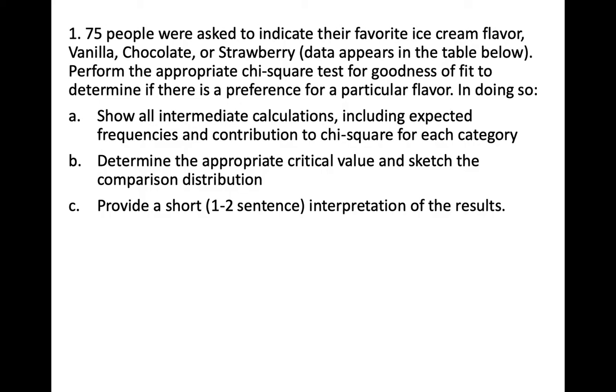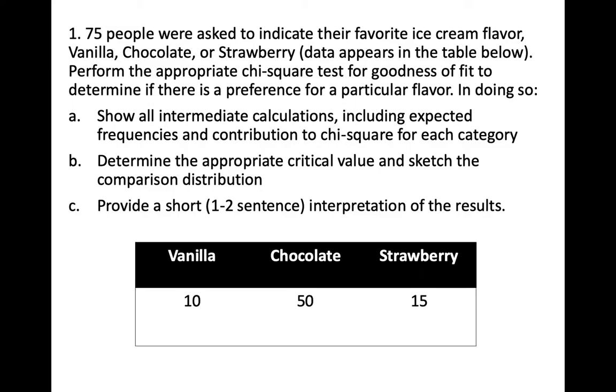particular flavor. In doing so, show all the intermediate calculations, including the expected frequencies and the contribution to chi-square for each category, determine the appropriate critical value and sketch the comparison distribution, and then provide a short interpretation of the results. So here is the table. So we've got 75 people, and these are the observed frequencies. That is the number of people that said, I prefer vanilla, I prefer chocolate, I prefer strawberry.